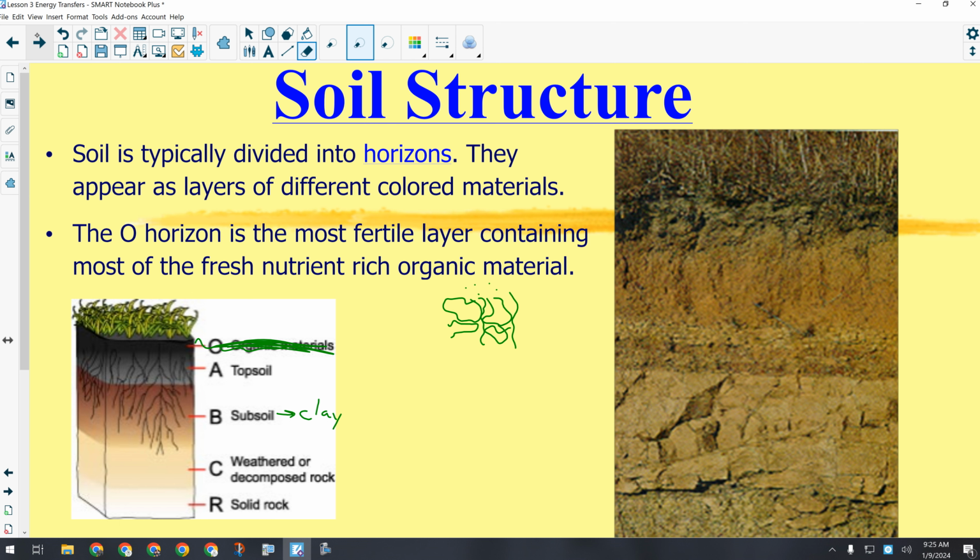Underneath that layer, you're going to find weathered or decomposed rock or solid rock. Both of those are called the parent material, because they are where B and A come from. So the horizons we deal with are the A horizon, the B horizon, and the C horizon. The A horizon is the topsoil, the B horizon is the clay, and the C horizon is the parent material or bedrock.